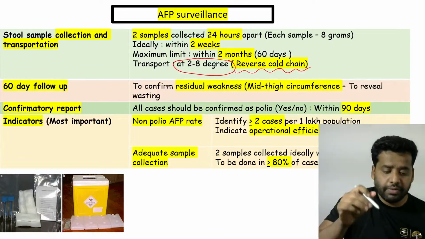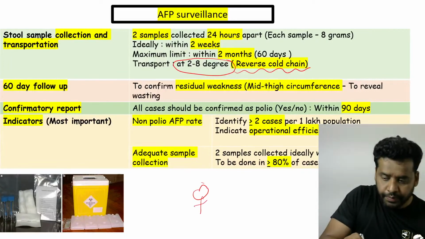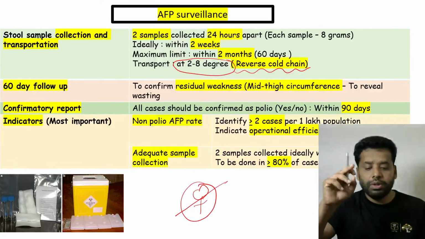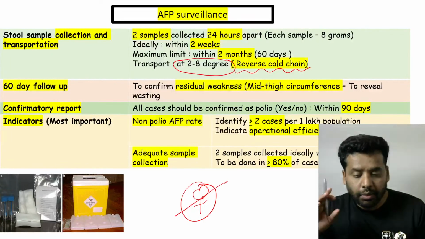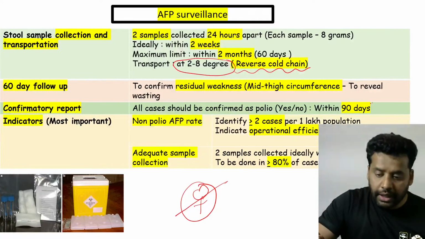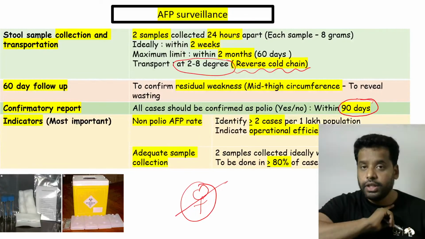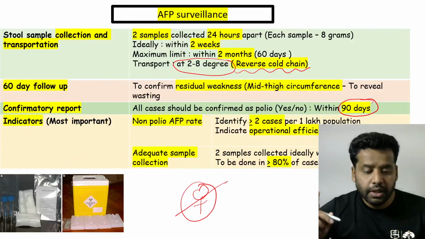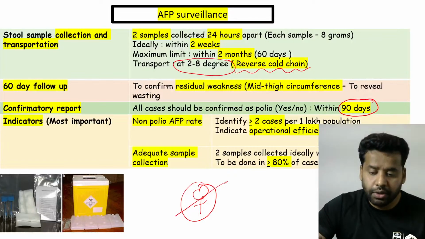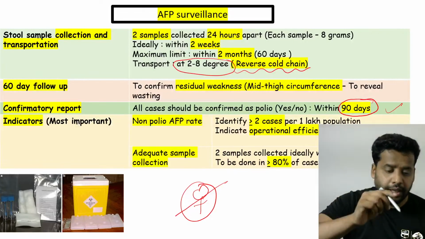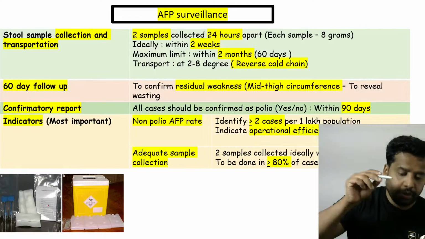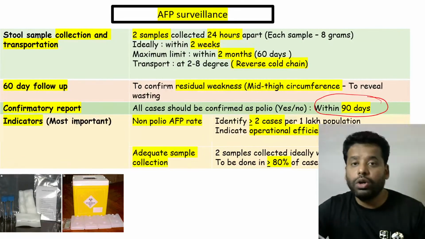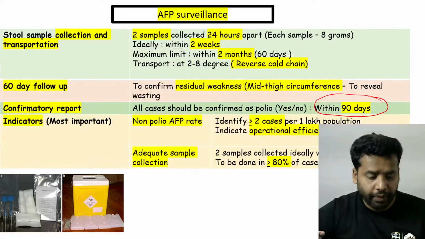But any case of acute flaccid paralysis, we have to give the report as positive or negative within 90 days. After that, no use. So repeat my words. All the cases should be confirmed as polio, yes or no, within how many days? 90 days from the point of paralysis. We have to diagnose as polio or not within 90 days.